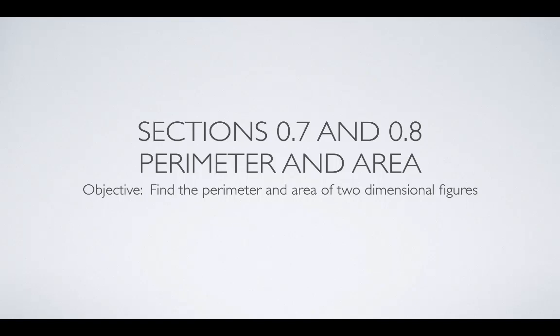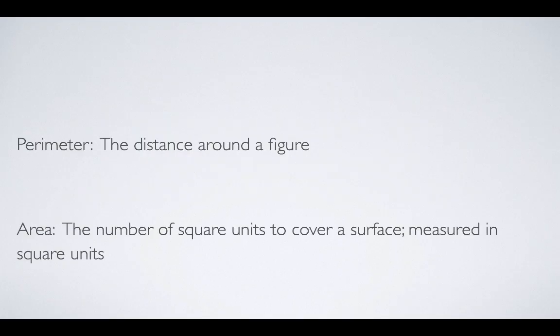Welcome to sections 0.7 and 0.8, perimeter and area. The objective today is to find the perimeter and area of two-dimensional figures. So first we need to know what perimeter and area are.